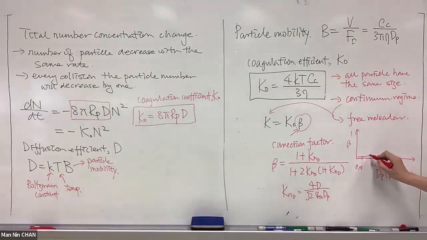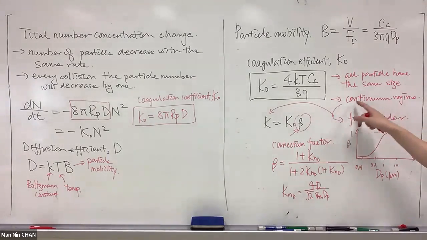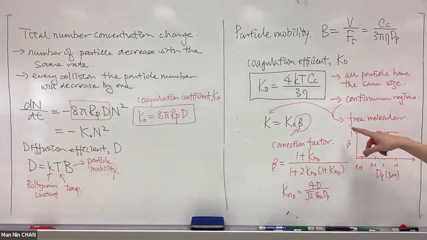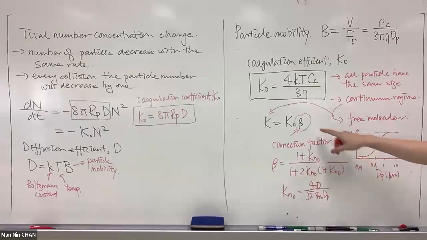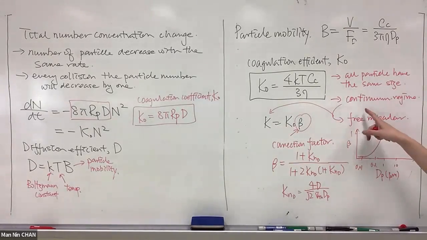So you will find this kind of correction. Of course, I think we know, because we derived this phenomenon in the continuum regime, like I mentioned, for large particles the beta should be close to 1. It is just the continuum regime, so K will be equal to K naught, and beta will be equal to 1 for large particles.